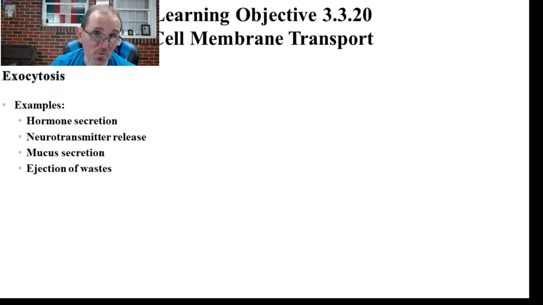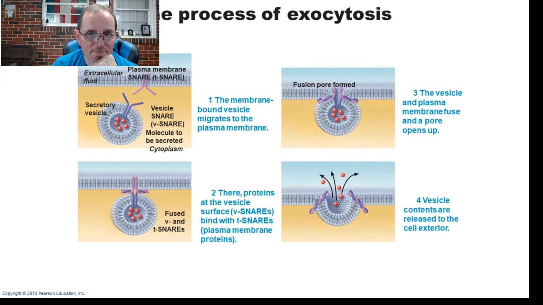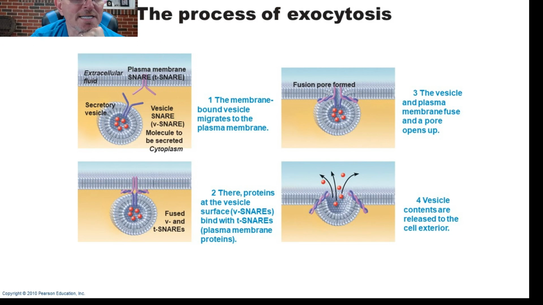Okay, exocytosis, hormones. The glands that make hormones, the cells that make them, that's what they do to put them out there. Neurotransmitters, when neurons or nerve cells talk to each other, that's what they do. They do exocytosis, and there's a little gap between them, and the neurotransmitter floats across and then binds to the receptor on the receiving neuron. That's the way the mucus cells produce mucus. That's the way a lot of waste is ejected to be eventually picked up by the blood and taken to the kidneys. Here's exocytosis.